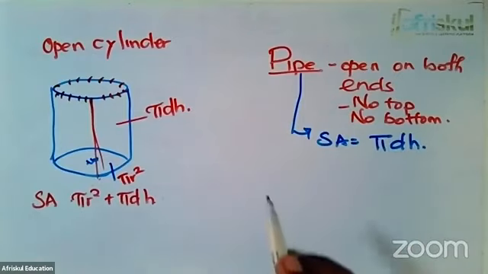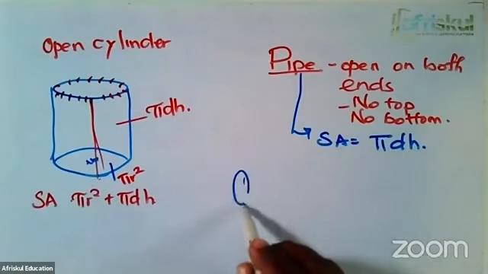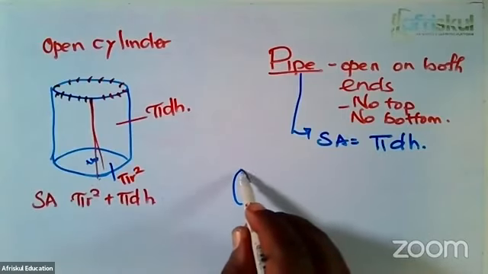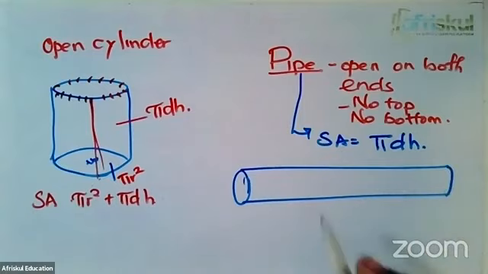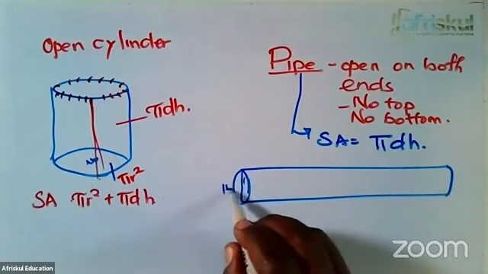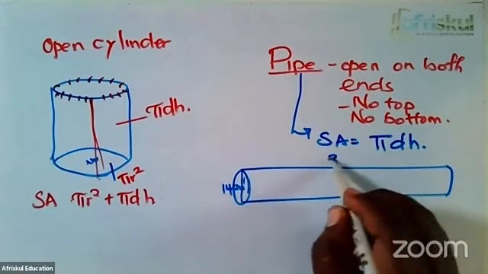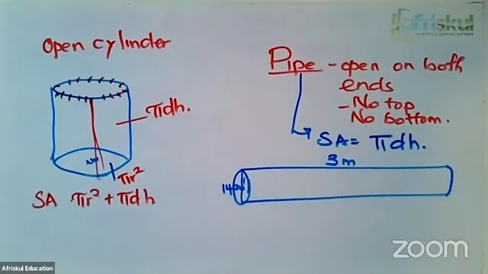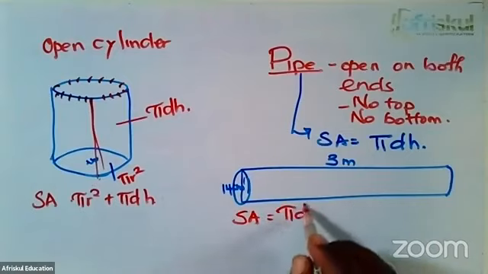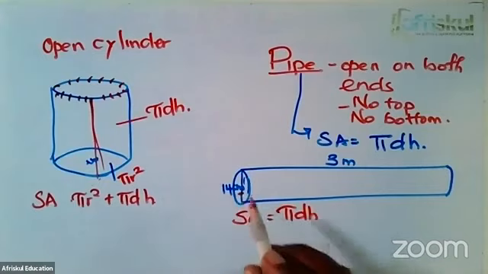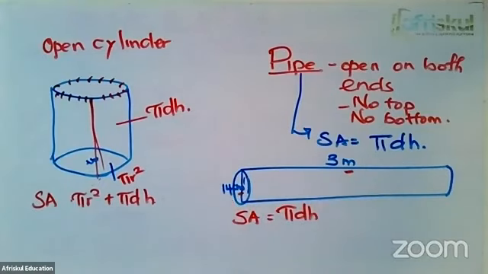Let's look at an example. Find the surface area of a pipe. Pipes are long enough, so you may get that our pipe has a diameter of 14 centimeters and a length of 3 meters. Its surface area shall therefore be pi d h. But note that the units are different. We have centimeters and meters. We must ensure that our units are the same. So what should we have here?